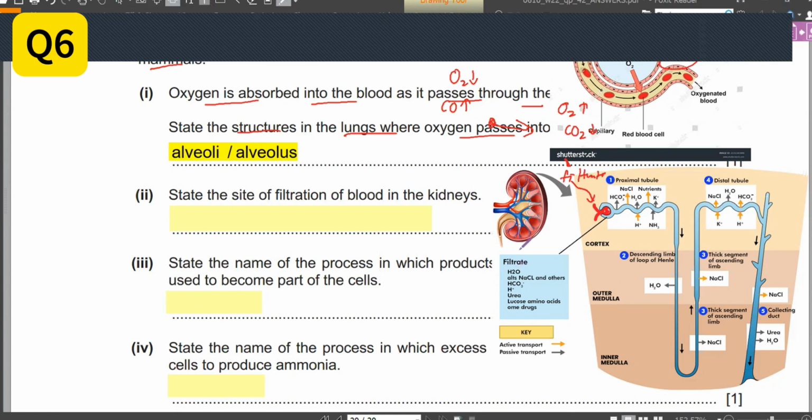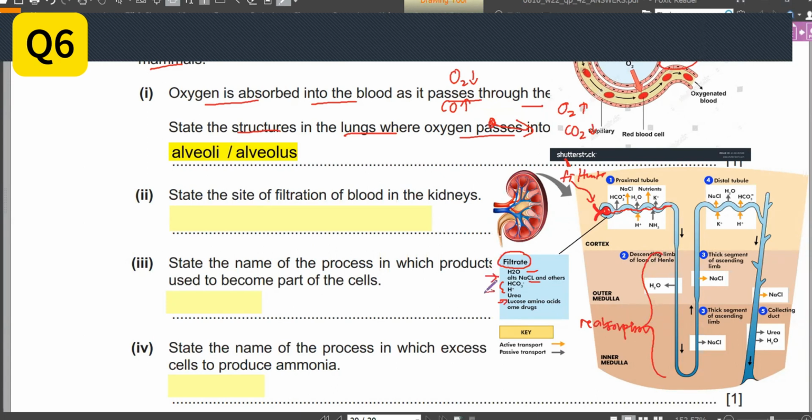Basically, the large particles cannot pass through, like the protein, the blood cells, the big things. But small particles can pass through, like water, sodium chloride, some ions, urea, and things like that. It will pass through, and when it reaches here, we will start the reabsorption.